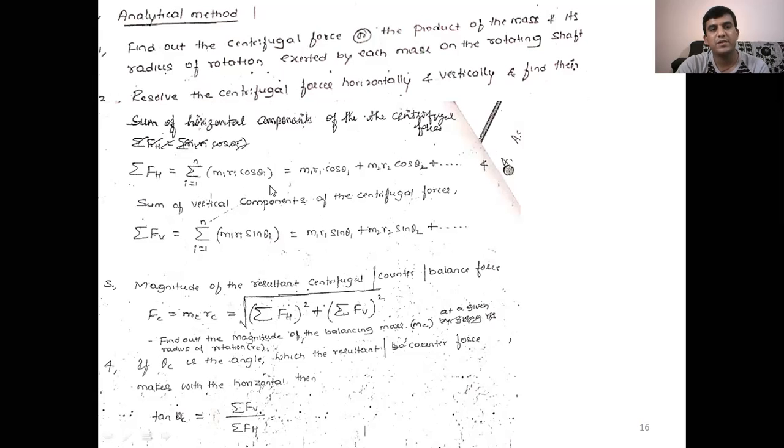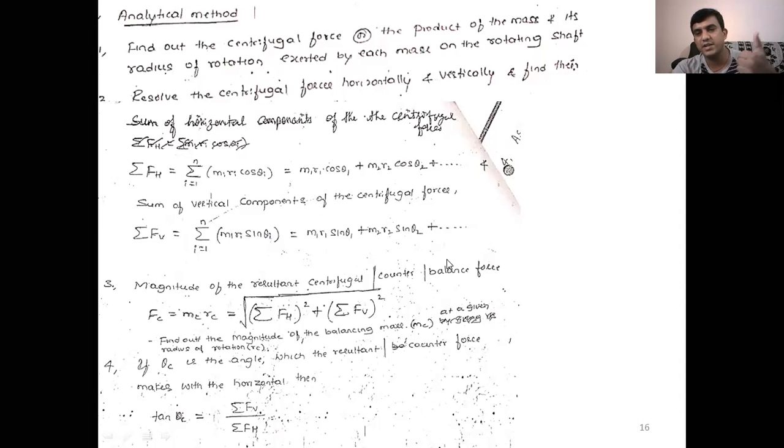Similarly, the sum of vertical components of the centrifugal force: the vector sum of all the forces acting in the vertical direction. For the vertical direction, which trigonometric term will come here? Sin theta. In the general formula, it is sin theta i: summation of i varying from 1 to n of mi ri sin theta i. Simplifying it for 4 masses, that is m1 r1 sin theta 1 plus m2 r2 sin theta 2 up to m4 r4 sin theta 4.